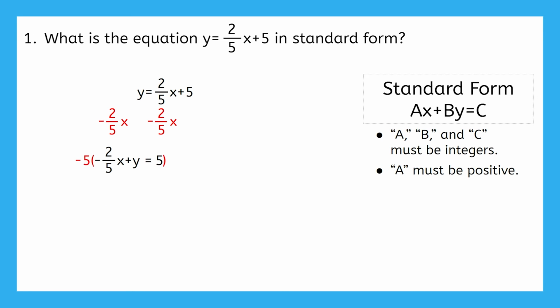And don't forget to multiply each term by negative 5. Negative 5 times negative 2/5 x is 2x. Negative 5 times y is negative 5y. And negative 5 times 5 is negative 25. And there we have it. This is standard form.